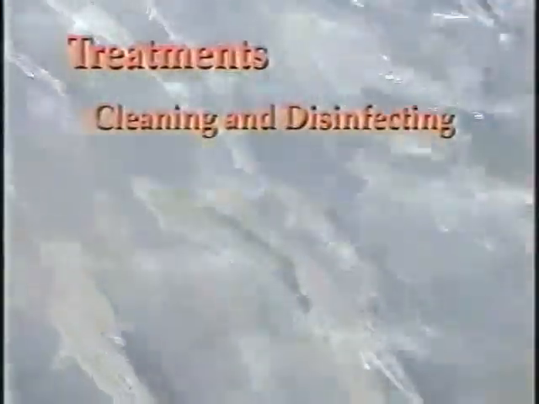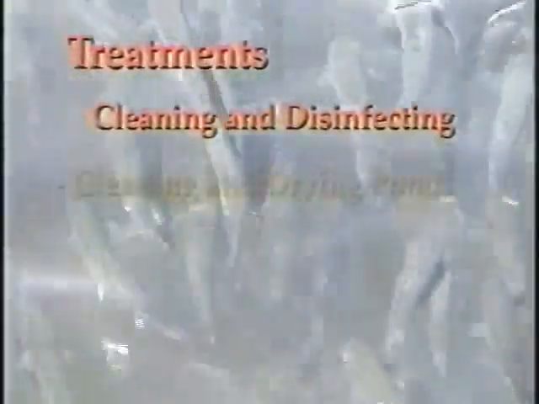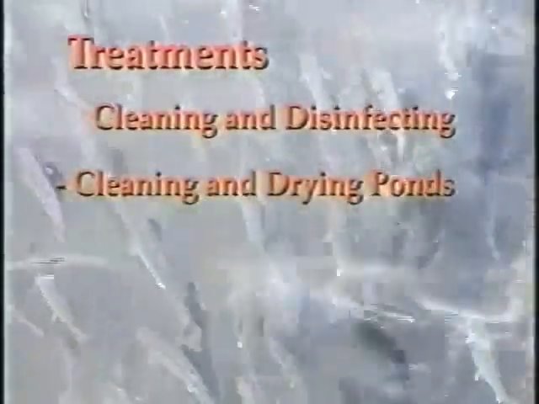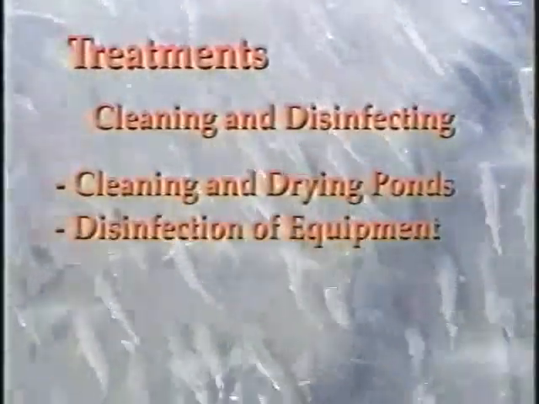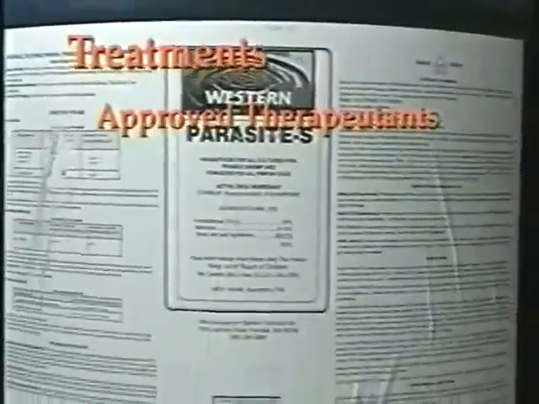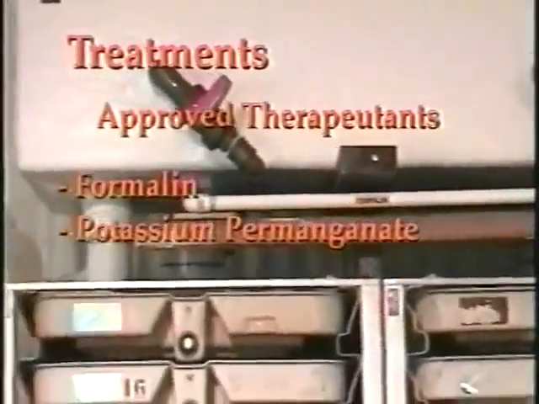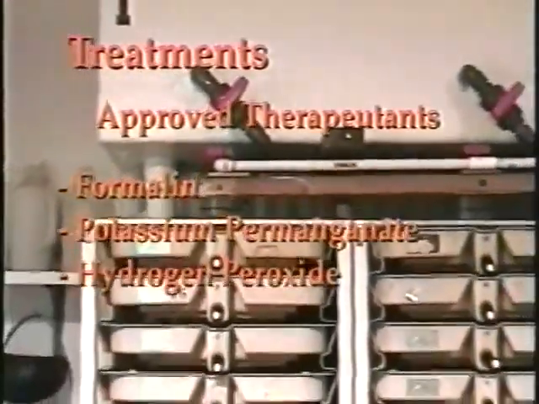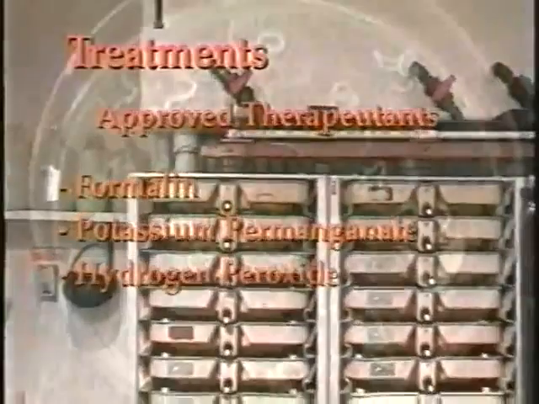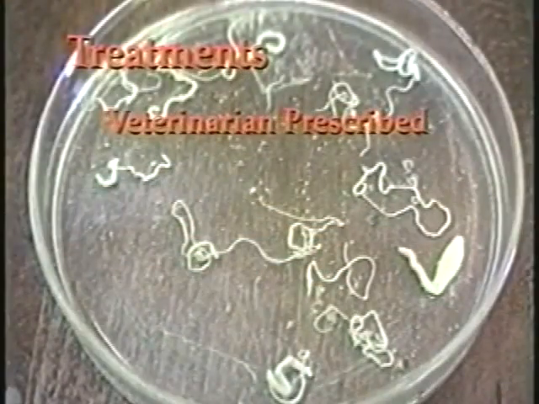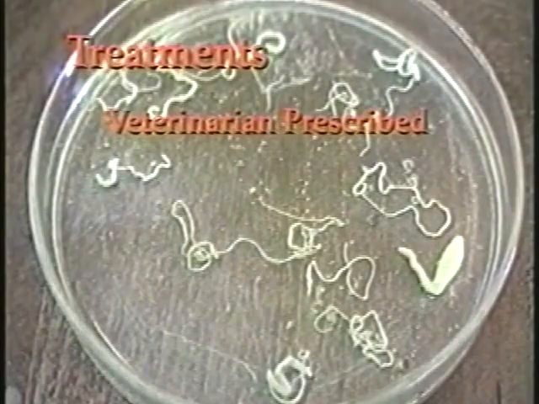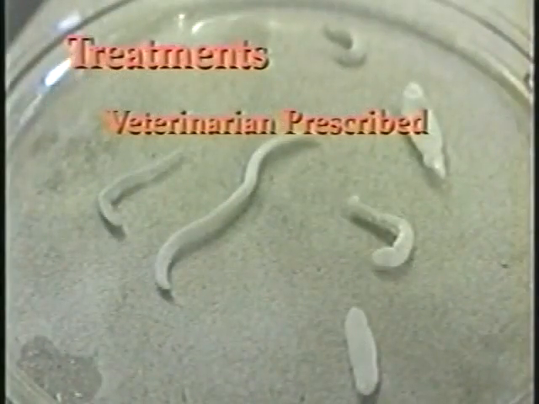Infestations can also be controlled using disinfection procedures that may include draining and drying ponds and raceways and disinfecting equipment. Certain external parasites and fungi can be killed using treatments of formalin, potassium permanganate, or hydrogen peroxide, or by manipulating water temperature. For internal protozoan and metazoan parasites, treatments are more limited and must be prescribed by a qualified veterinarian. Before considering any treatment, a fish health professional should be consulted.